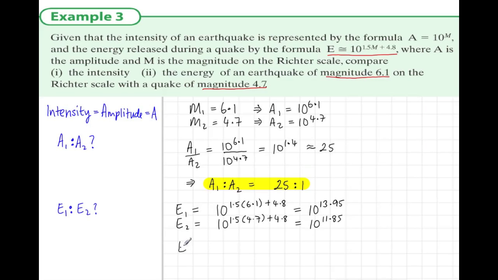And we write one as a ratio or a fraction. So E1 divided by E2, one over the other. Again, when we're dividing, what we're doing in terms of the powers or indices is we subtract the indices. So this is 13.95 minus 11.85, which is 2.1. So 10 to the power of 2.1, which is roughly equal to 126. Therefore, the energy of the first one compared to the energy of the second one is in a ratio of 126 is to 1.